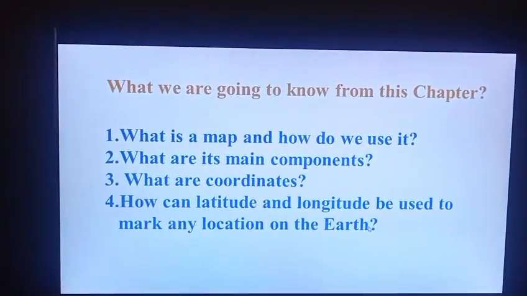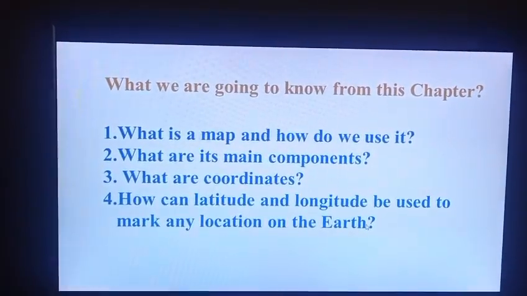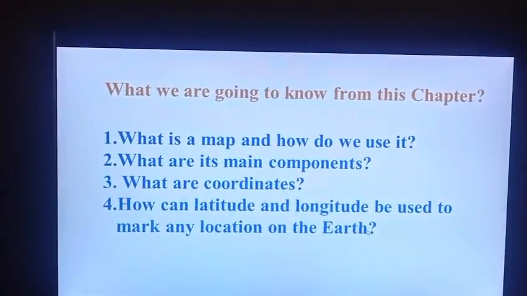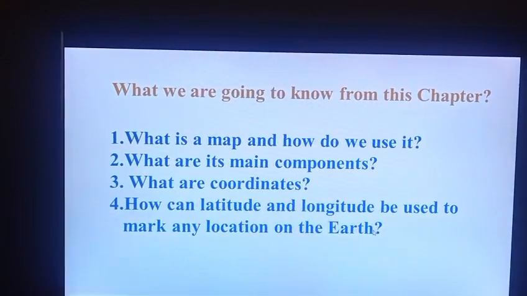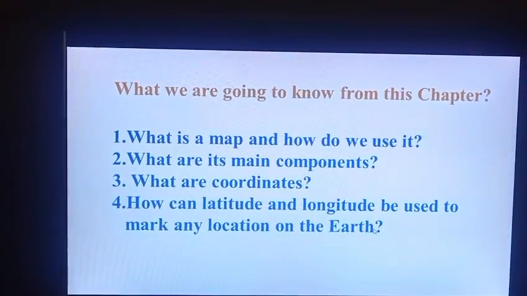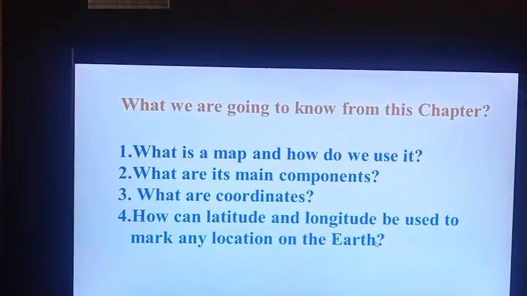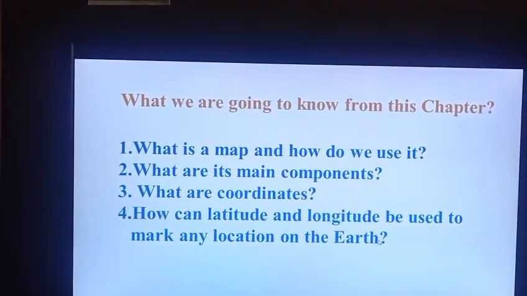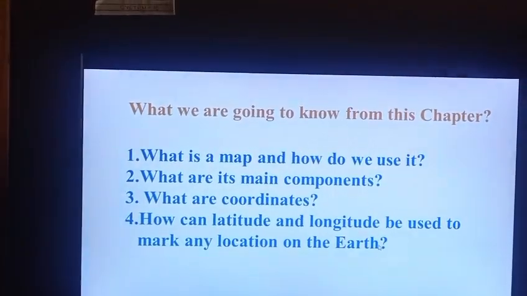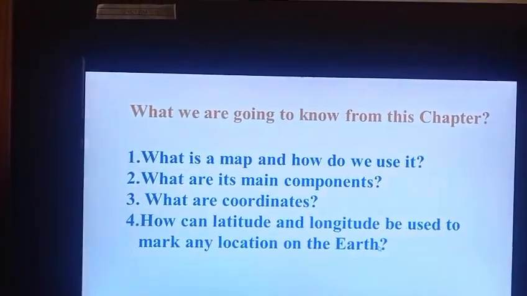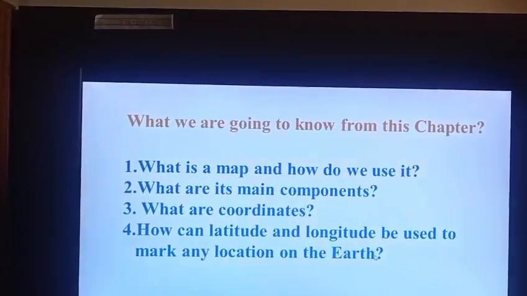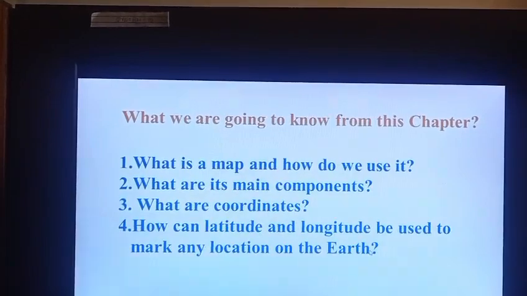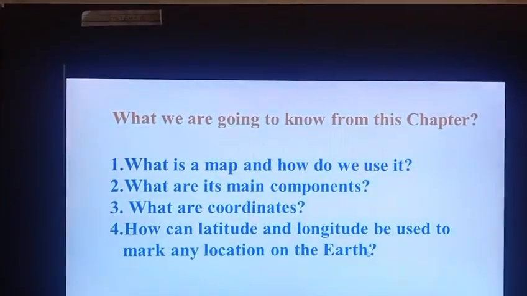From the chapter, which things are we now going to know? The first one is what is a map and how do we use it? That means what are the uses of the map? Second thing is what are its main components, how we are using the map, what are the processes of using it. Third point is what are the coordinates, and the last and fourth point is how can latitude and longitude be used to mark any location on the earth.